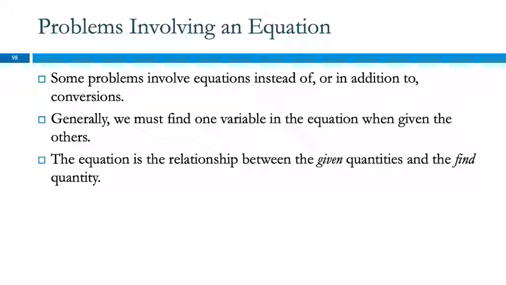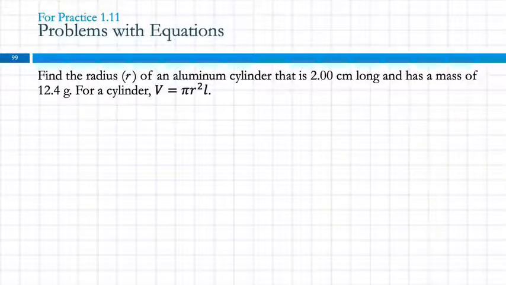I'll put those up as examples on YouTube separately. Sometimes problems involve an equation. Usually when that happens, there's one variable you have to find, and they give you the information for all the other variables. You plug it in and you solve it. An example would be something like this. You've got volume is equal to pi r squared L, and they want you to find the radius.